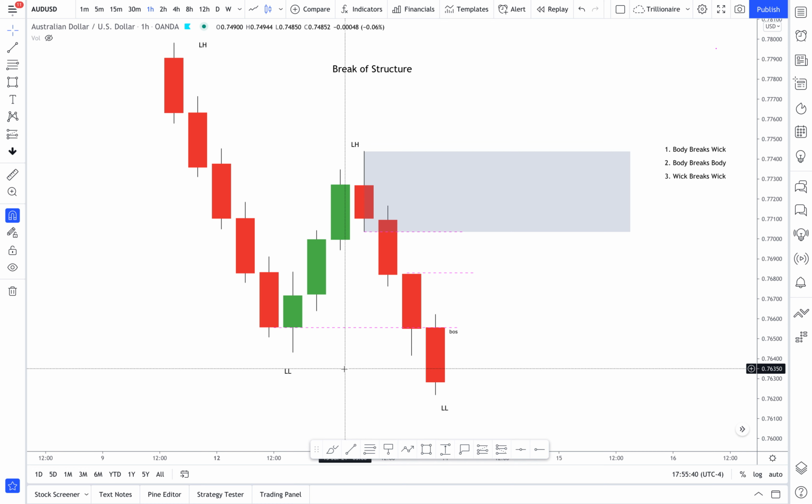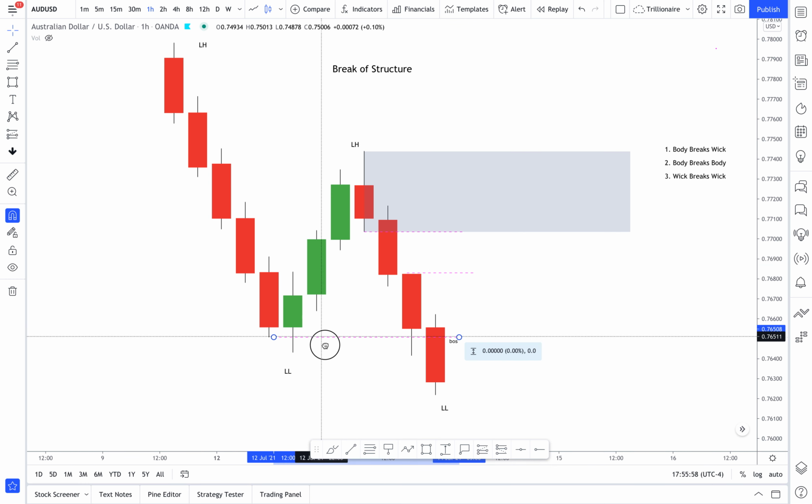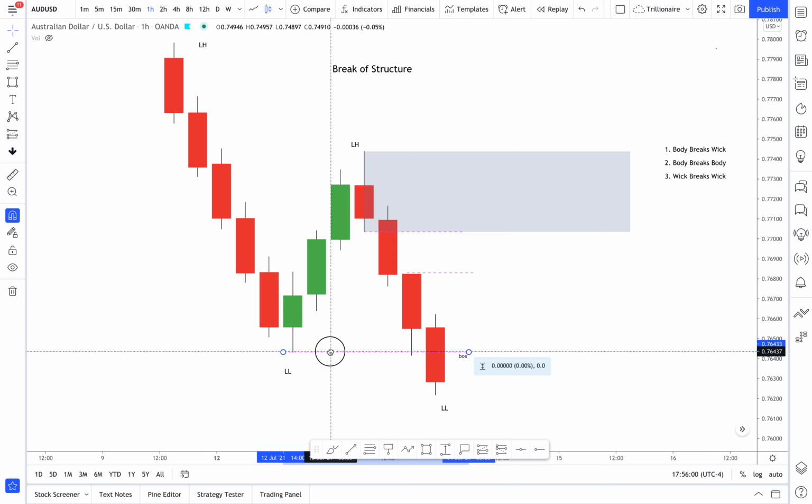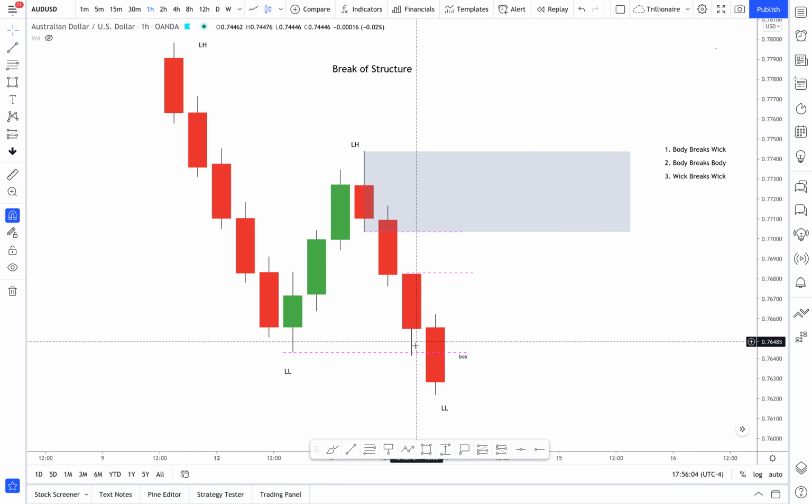Now, this one right here is going to be a little bit more advanced. This is not for beginners, because you're going to see a lot of breaks within the market if you look at a wick breaking a wick. If we want to do it like that, we would pay attention to this wick right here, and we would consider market structure broken once we see another wick close below.